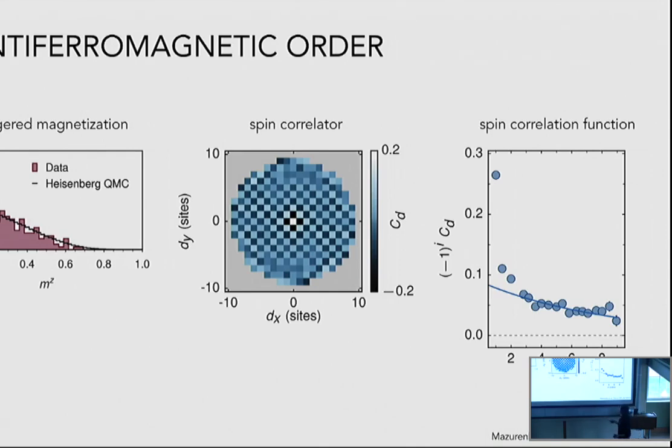We can take an azimuthal average of this and do a more quantitative study. We fit to a long wavelength theory. And really what I want to point out here is the nearest neighbor correlator. So here it's been corrected for which sublattice it's on.